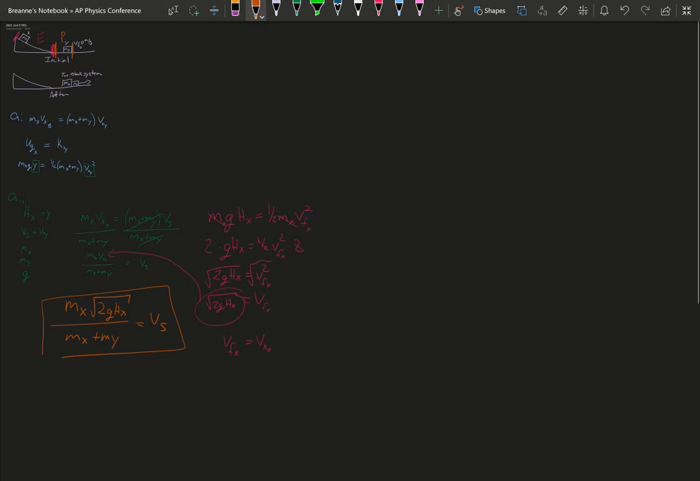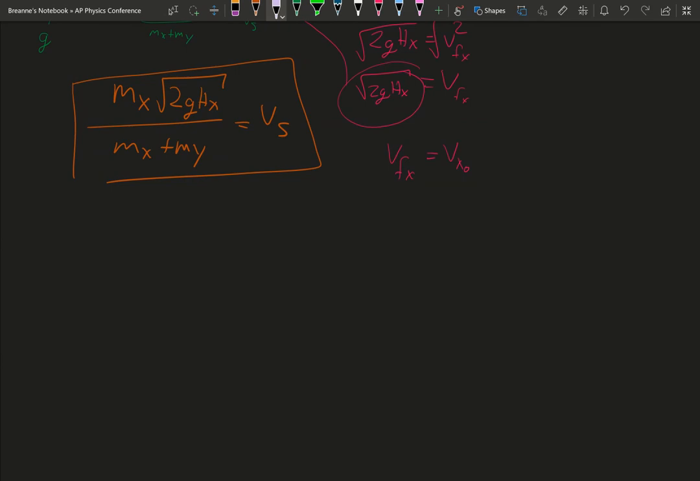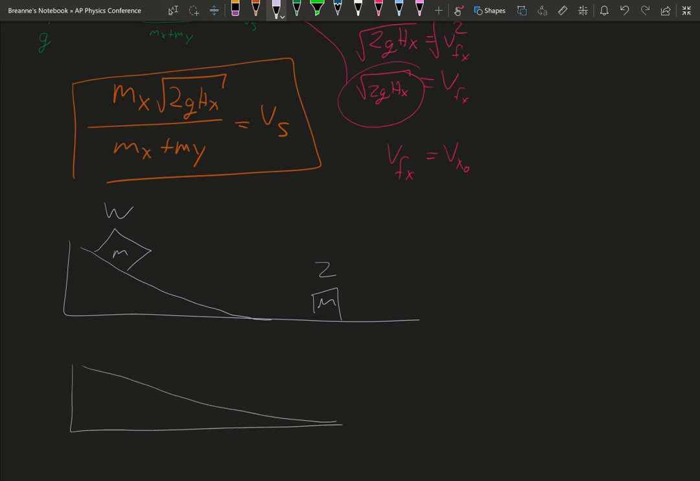So for part C, it gives you a whole different setup. We have a ramp that looks very similar to what we had before, but now we have block W with mass M, and block Z with mass M. And this is the initial setup. And then again we have the same setup.